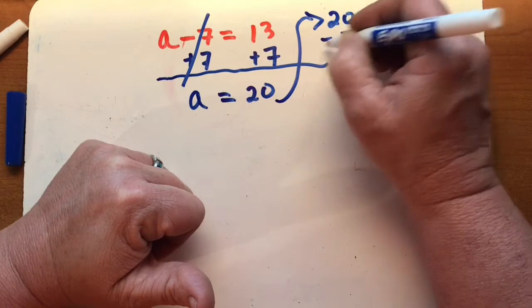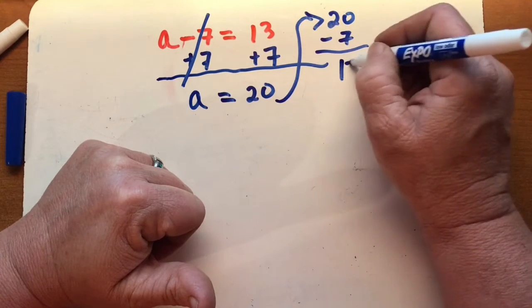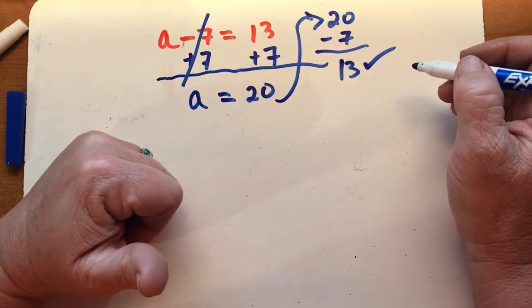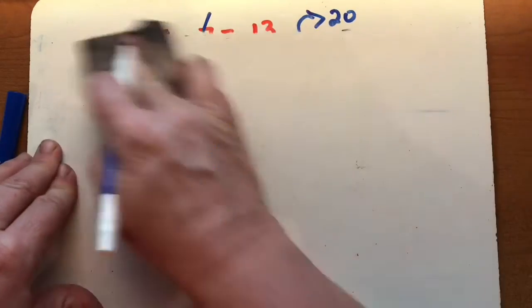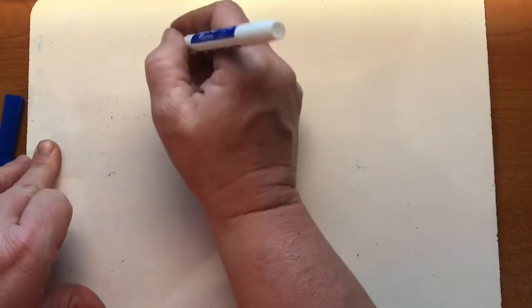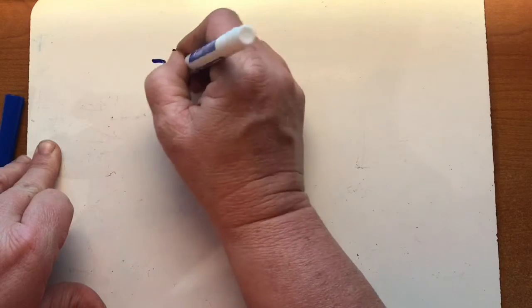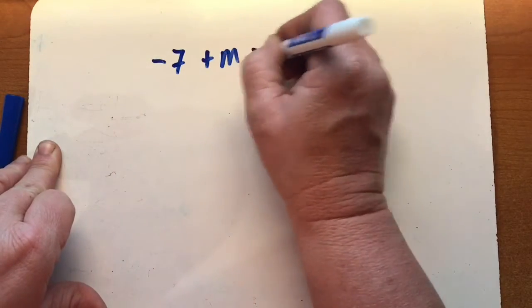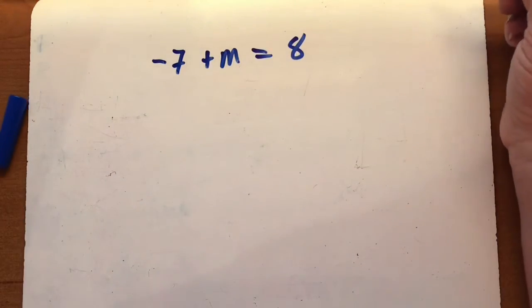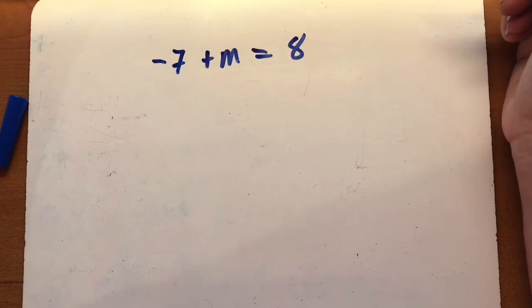20 minus 7 is 13? Yes, check. Okay, let me just erase this. Okay, so here's one that will help illustrate what I was talking about earlier with the signs.